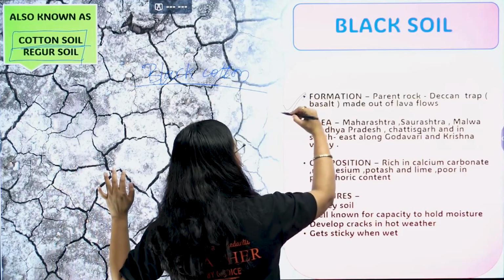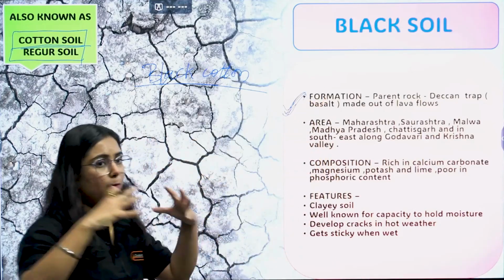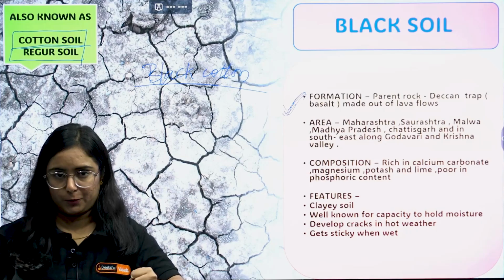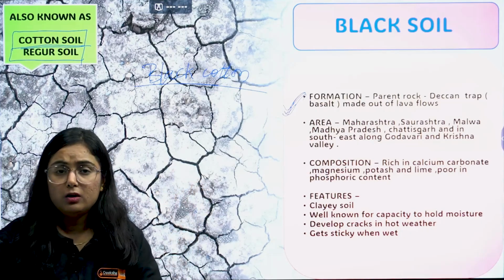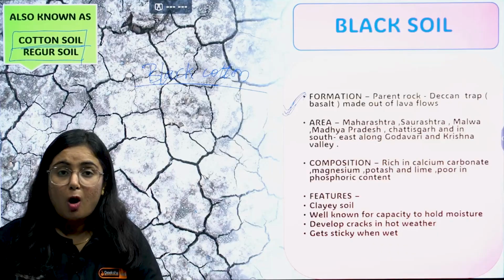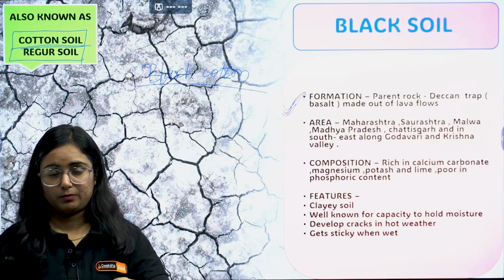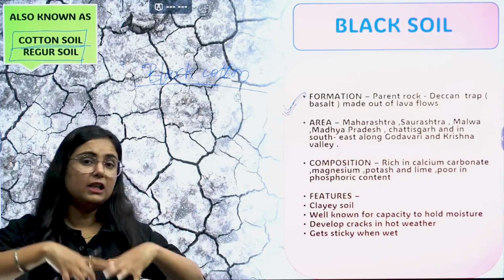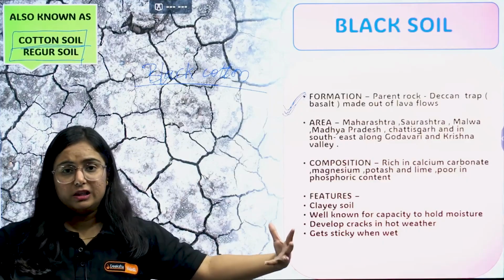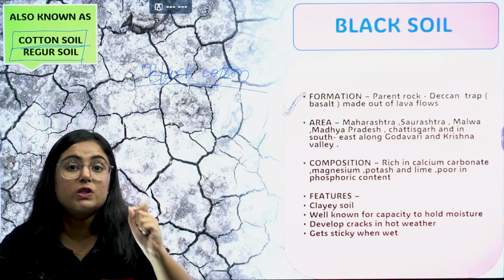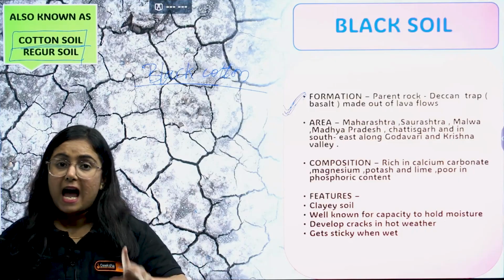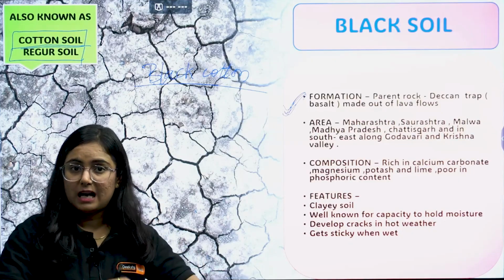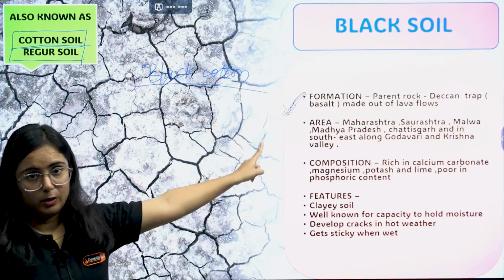Formation, how is it formed? We know that this portion is the Deccan Plateau. This part of land where black soil is found is the Deccan Plateau, and the Deccan Plateau is the result of what? Volcanic eruption. In this volcanic eruption, the lava flowed over this region, due to which basalt rocks were formed. As a result of this parent rock basalt, the soil formed over this region is black soil.